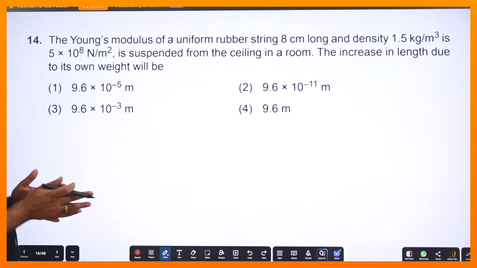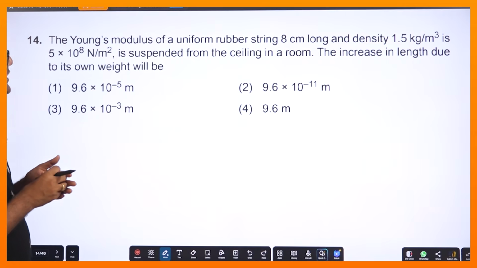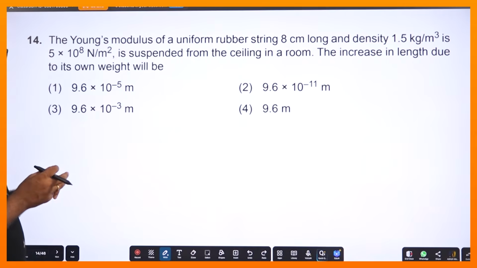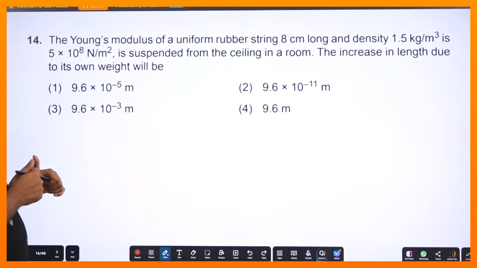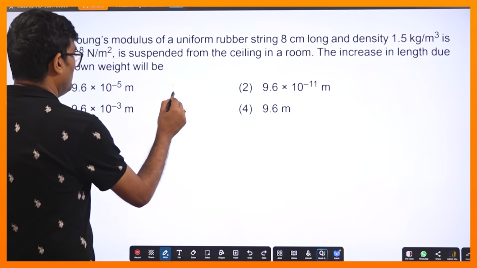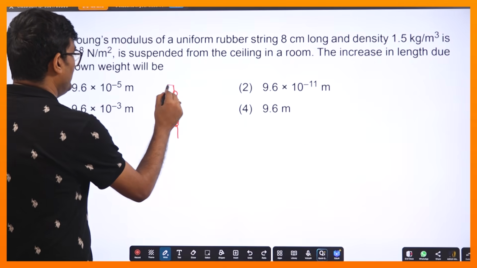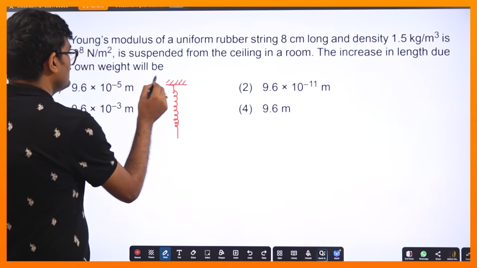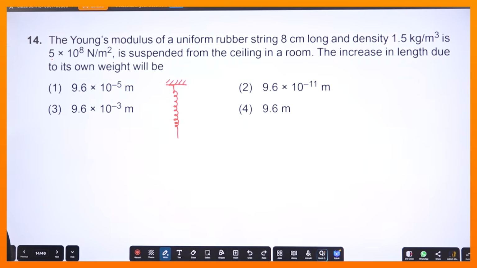Young's modulus of a uniform rubber string 8 centimeter long and density 1.5 kg per meter cube is 5 into 10 power 8. It is suspended from the ceiling. What is the increase in length due to its own weight? Now, Young's modulus, length and density are given, right? So there is a long expression you have to remember, right?